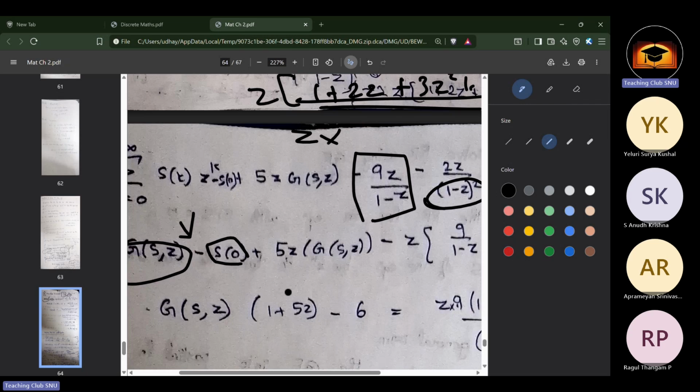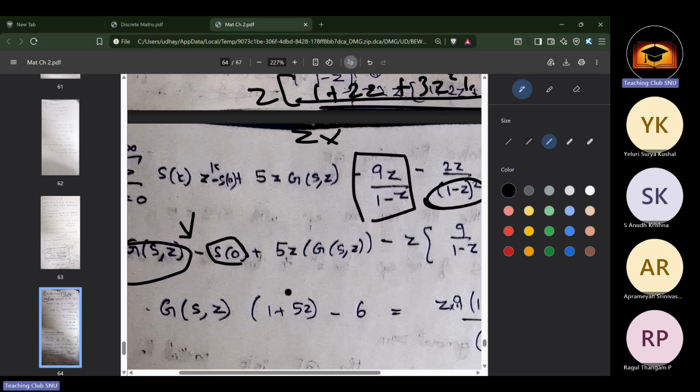I hope you guys know factorization. When I factorized it, I found that it was 3z minus 1 and 2z minus 1, right? So I can express that as A by 3z minus 1 plus B by 2z minus 1. The usual question is to find the value of A and B. So g of s comma z became 1 by 3z minus 1, B was minus 2, so minus 2 by 2z minus 1. Beautiful. But I still don't have anything that helps me.